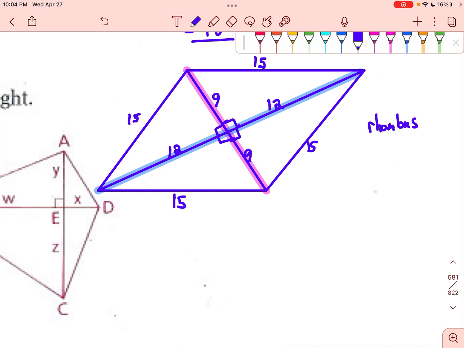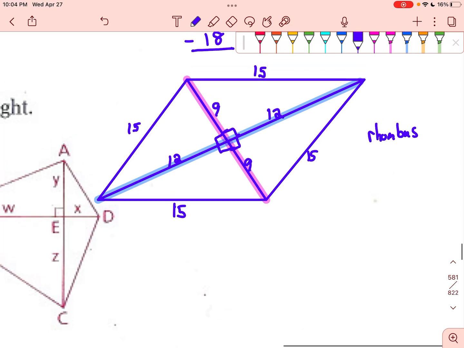So the diagonals are perpendicular bisectors. It's the equidistant theorem. And then I also noticed that because that was 9, 9, 12, 12, this becomes a 3, 4, 5, just 3 times bigger than a 3, 4, 5. So I put the sides were 15. And then I started to just kind of play around from there.